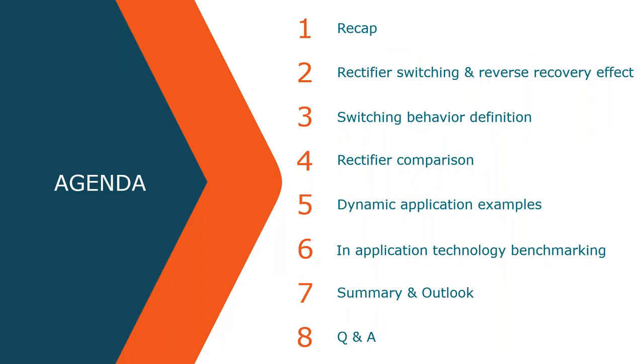So today's agenda: first of all, I would like to wrap up our first rectifier session, which took place in February this year, before Hoan will explain the switching principle of rectifiers, and he will also explain the reverse recovery effect. In chapter 3, I would like to define the switching parameters before Hoan will compare different rectifiers with respect to switching parameters, and in particular, he will focus on the trench Schottky rectifier. In chapter 5, Nima will then show some dynamic application examples before we will benchmark various rectifiers in an application environment. Then, concluding the session in section 7, we will summarize the presentation and also give an outlook on the last upcoming webinar. And then we will open a Q&A session.